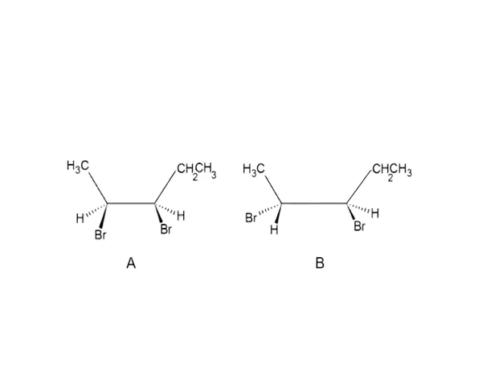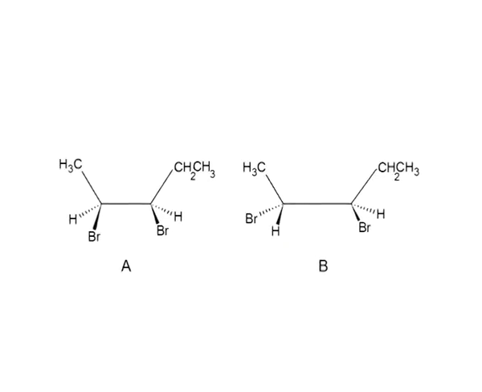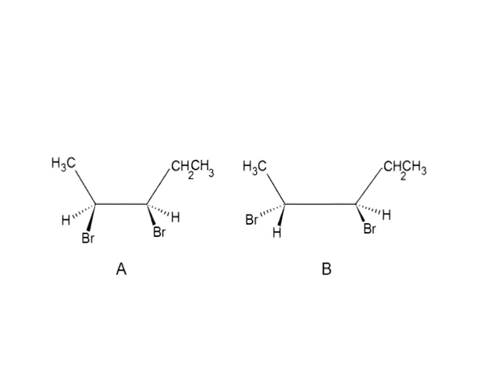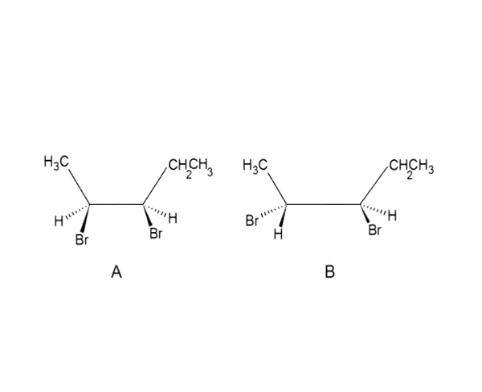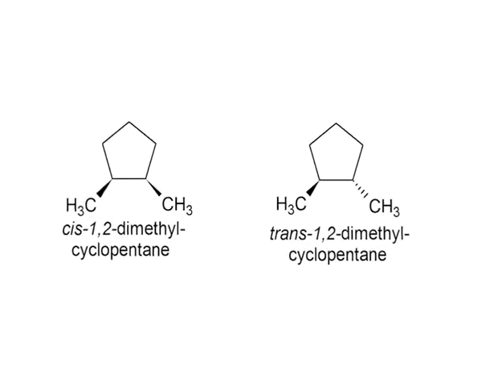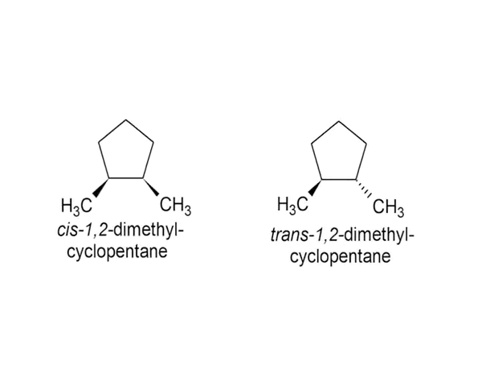Now, coming to diastereomers. Diastereomers are stereoisomers whose molecules are not mirror images of each other. For example, the stereoisomers A and B of 2,3-dibromopentane are diastereomers as they are not mirror images of each other. Second one, we have cis and trans isomers of 1,2-dimethylcyclopentane. They are also diastereomers as they are not related as mirror images of one another.